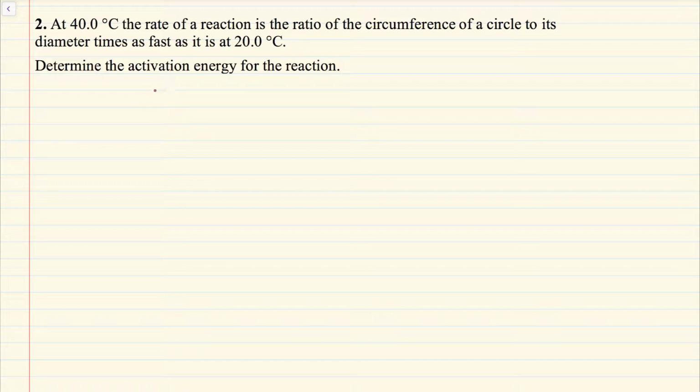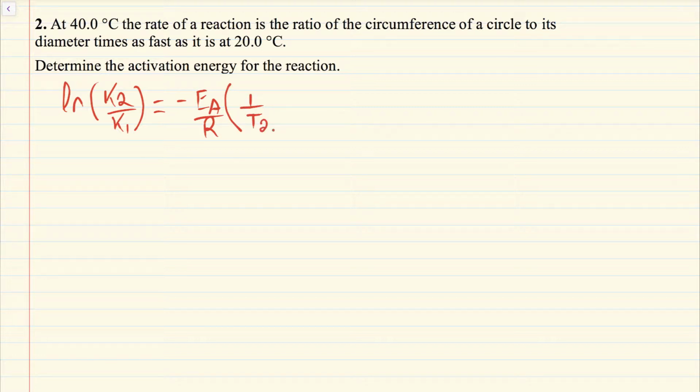So right away we can tell that we're going to be using the Arrhenius equation because we have an activation energy, we have temperature, and we have something that tells us a little bit about the rate constants. So the Arrhenius equation looks like this. We have ln of K2 over K1 is equal to the negative of the activation energy over the gas constant multiplied by delta X, our change in temperature.